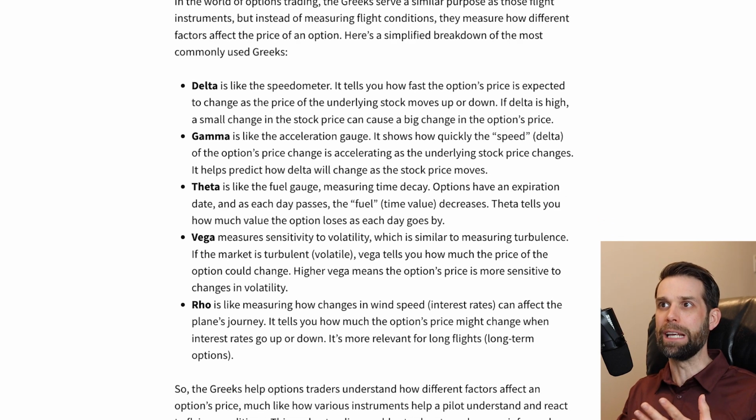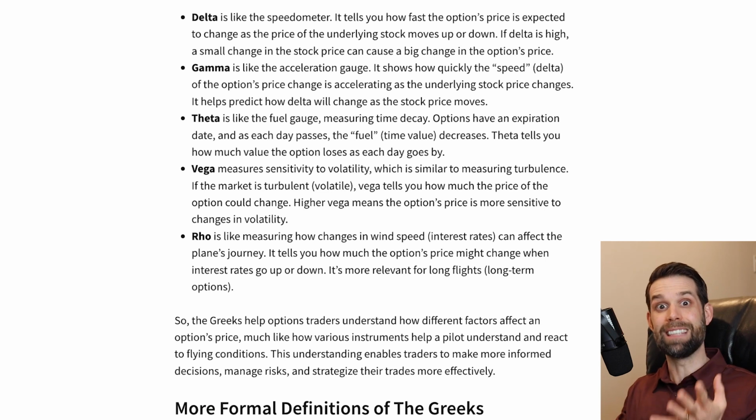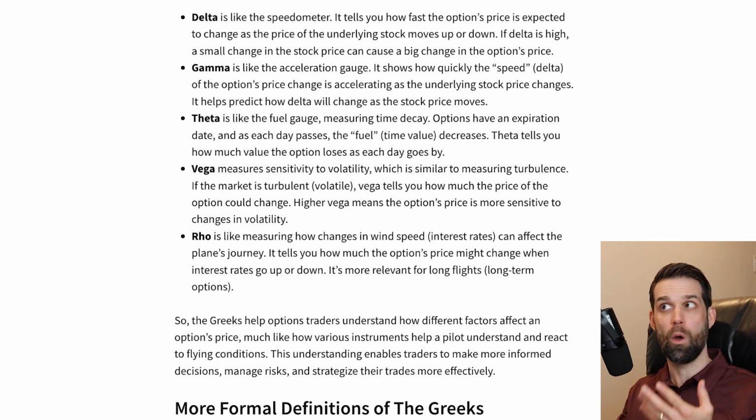So the first Greek that we have is called delta. You can think of delta with this analogy like the speedometer. It tells you how fast the option's price is expected to change as the price of the underlying stock moves up or down.